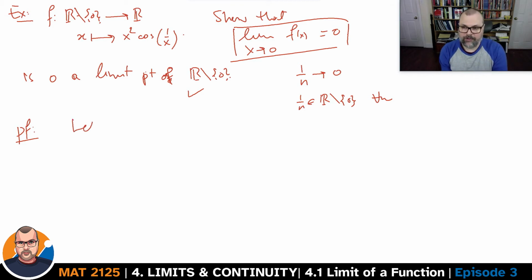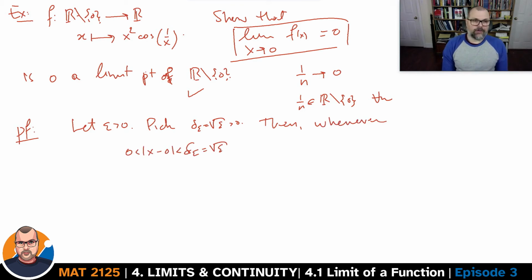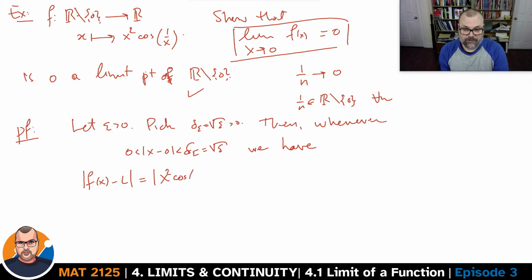Let epsilon be greater than 0. I'm going to pick delta epsilon to be the square root of epsilon, also greater than 0. Then, whenever 0 is smaller than |x − c|, which in this case is |x − 0|, which is smaller than delta epsilon, which we said was going to be the square root of epsilon, we have |f(x) − L|, which is |x squared times the cosine of 1 over x − 0|, where 0 is the candidate value of L.